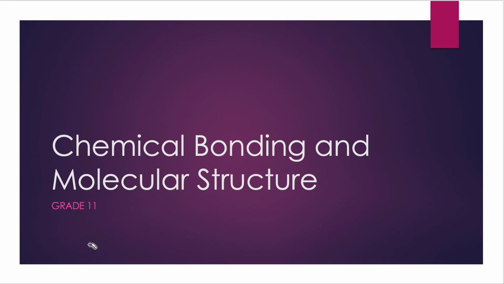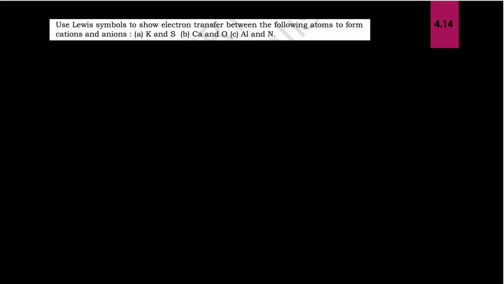In today's video we're doing question 4.1.4 from chemical bonding and molecular structure. The question says use the Lewis symbols to show electron transfer between the following atoms to form cation and anion. First one is potassium and sulfur. The second one is calcium and oxygen. Third one is aluminium and nitrogen. So basically you have to use Lewis symbols.